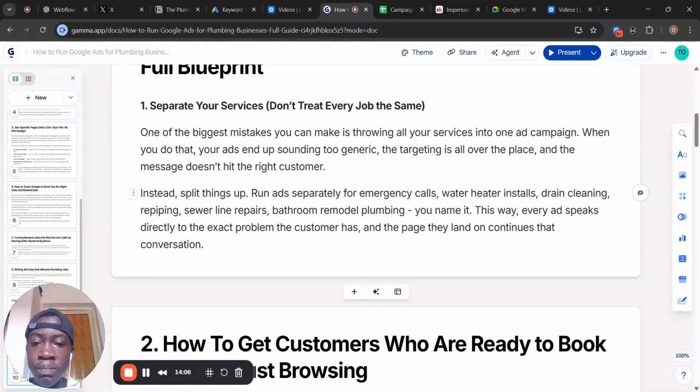So instead, please split things up. Run ads separately for emergency calls, water heaters, and the different services that you offer. Segment these so your ads are really relevant. This way, every ad speaks directly to the exact problem the customer has, and the page you land on continues the same conversation. We're going to get into this in the next couple of steps here.